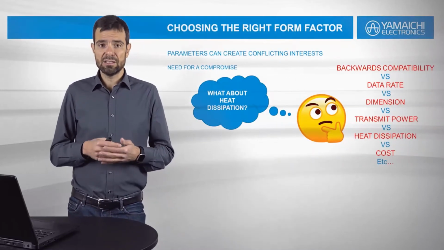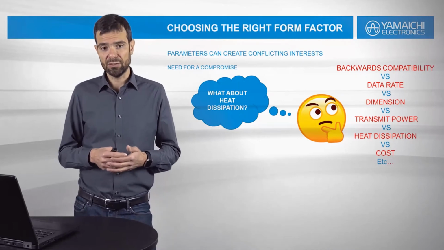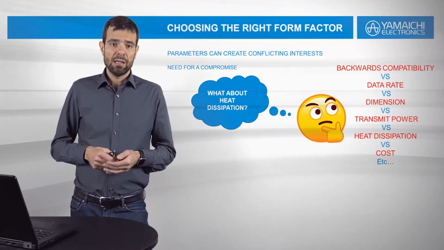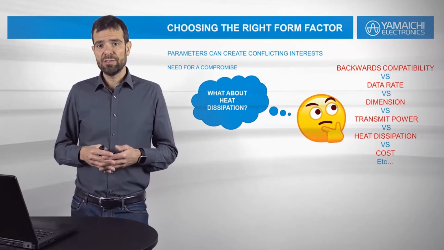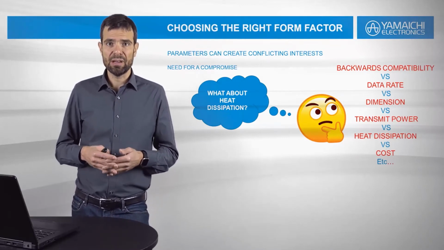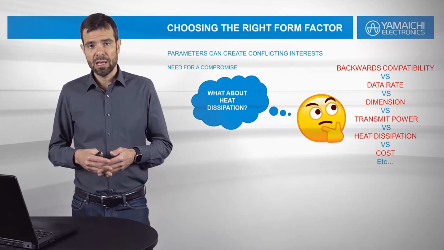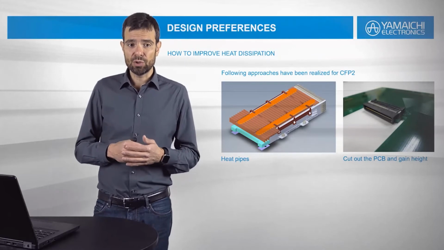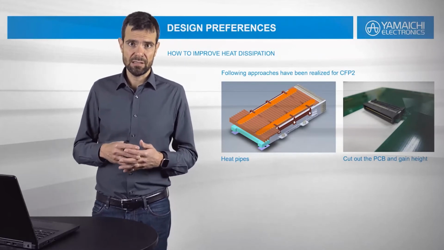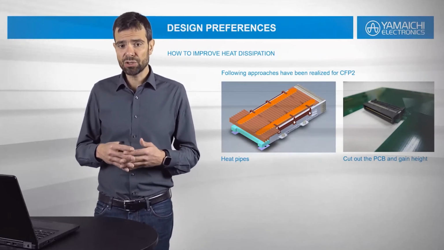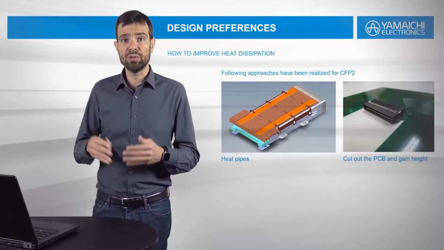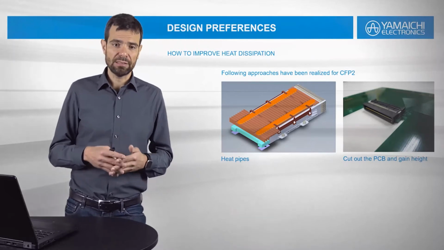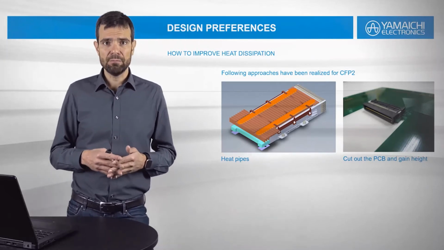So let us talk about another conflicting interest, about heat dissipation. Of course, a larger surface is always an advantage for a better heat dissipation. Here you can see an example of CFP2 approaches to improve the heat dissipation. A larger surface is always better, of course, but what if you cannot go larger, if you don't have the space? Well, then a heat pipe is a good solution.